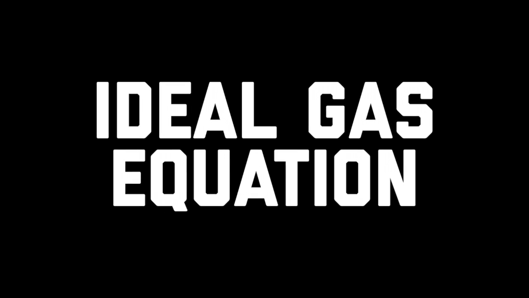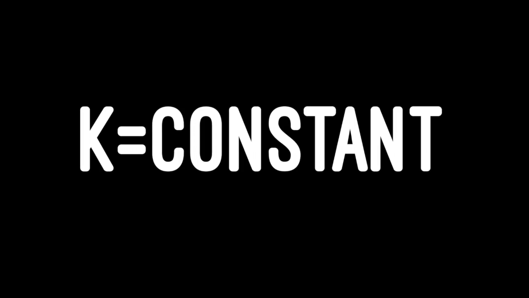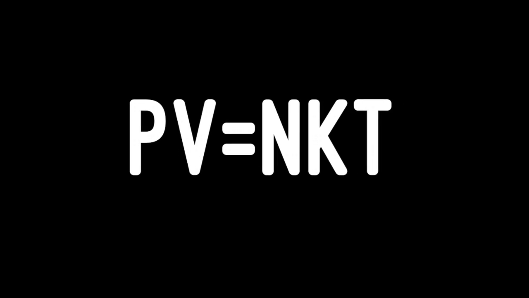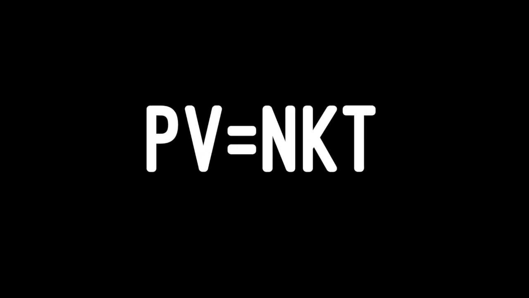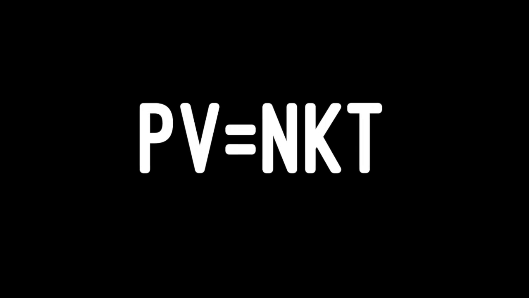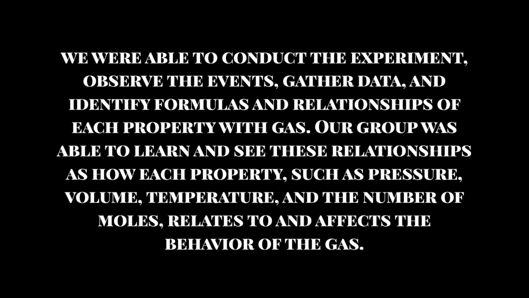And when this ideal gas law is transformed into the ideal gas equation, replacing the proportionality symbol with a proportionality constant, K, then rearranging the variables, the equation is PV equals N times K times T. This is the ideal gas equation, where all 4 variables from this experiment are combined into one equation, with K as a proportionality constant.